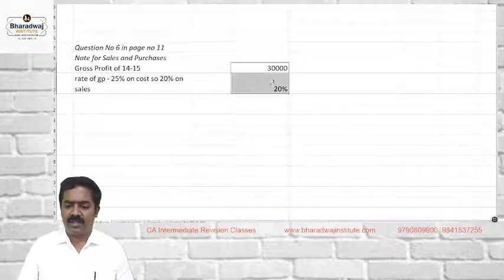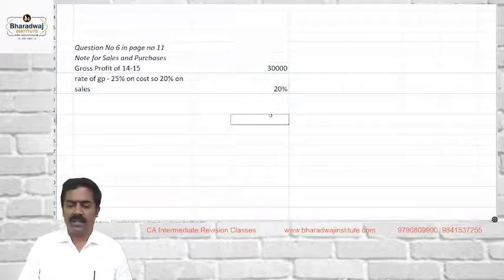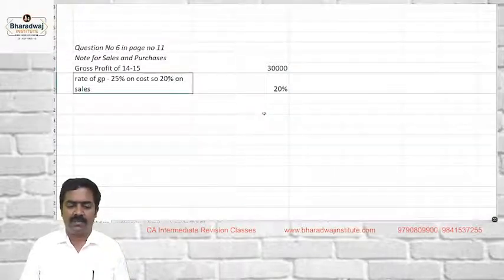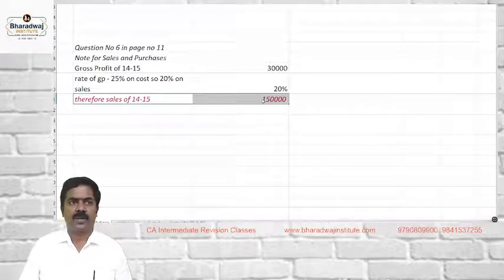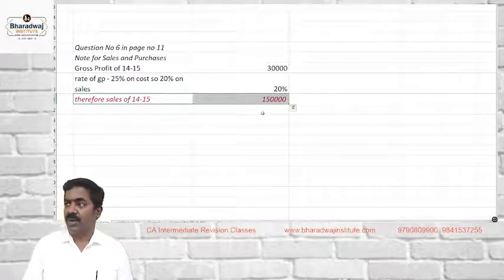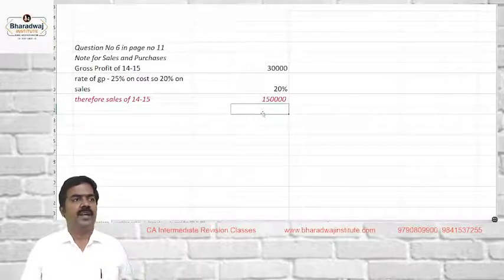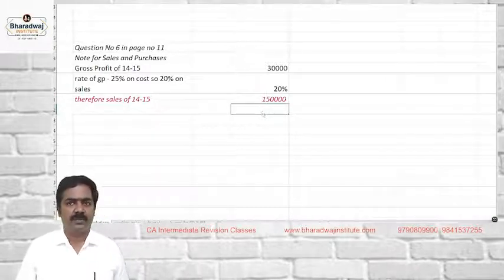So if 30,000 is 20%, capitalize. 30,000 by 20% will give us what? Sales of the last year. 30,000 if it is 20%, what is the sales? 1,50,000 last year.